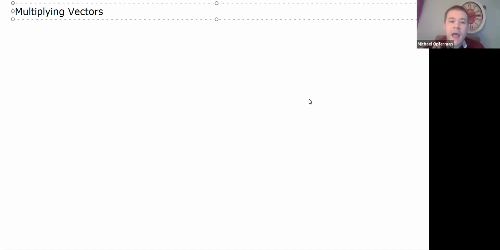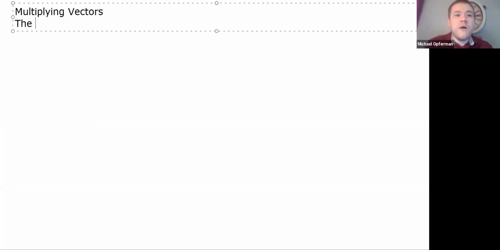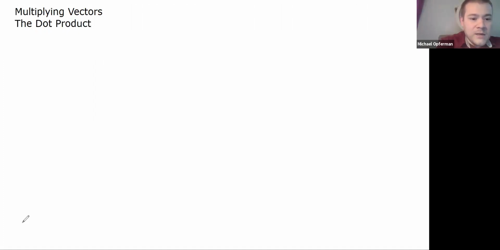It turns out there are actually two ways that vectors can be multiplied. We're only going to go over one of them here. Physicists usually call this the dot product, and the reason why is because when we write this type of multiplication down, we always use a dot. What I mean by that is we'll do it like vector A dot vector B.